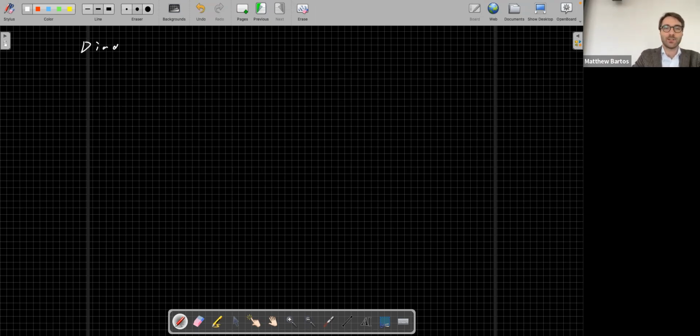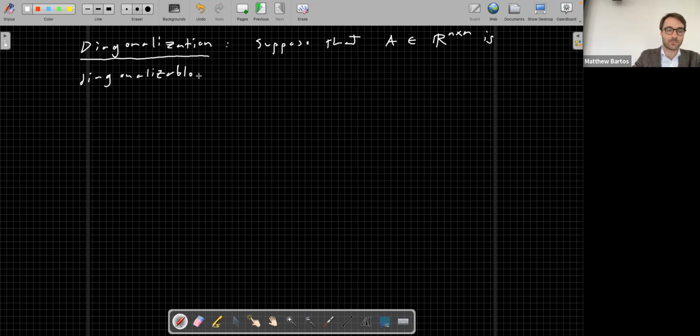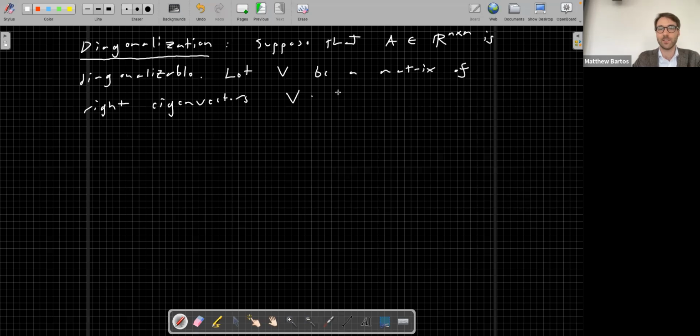Let's talk about diagonalization. This is hugely important. Okay, so suppose that A in R n by n is diagonalizable. Okay. And let V be a matrix of right eigenvectors stacked together. So let's say that V is equal to V1, V2, V3, all the way through Vn.